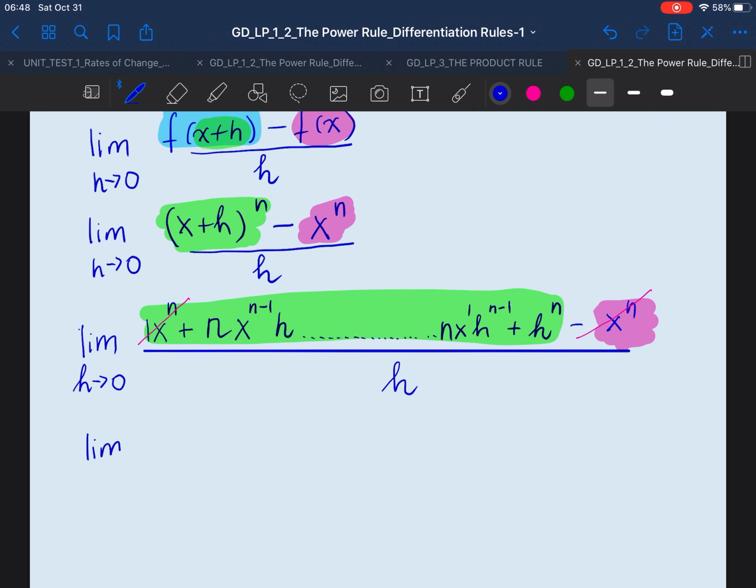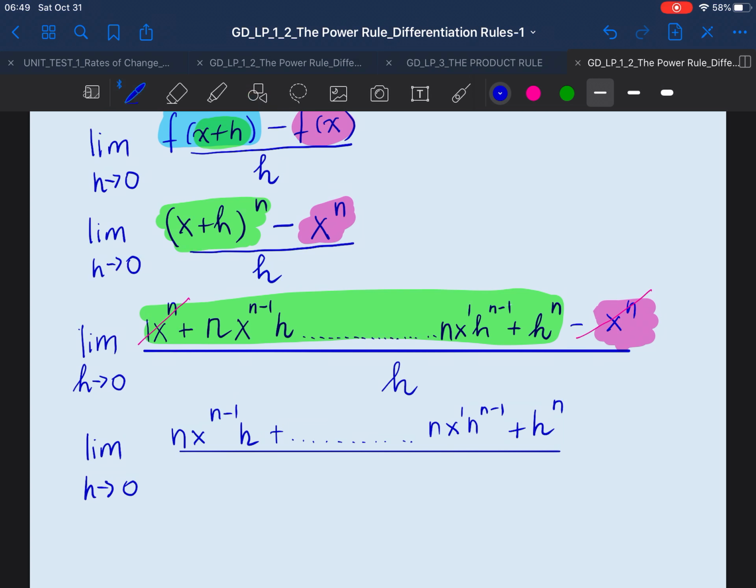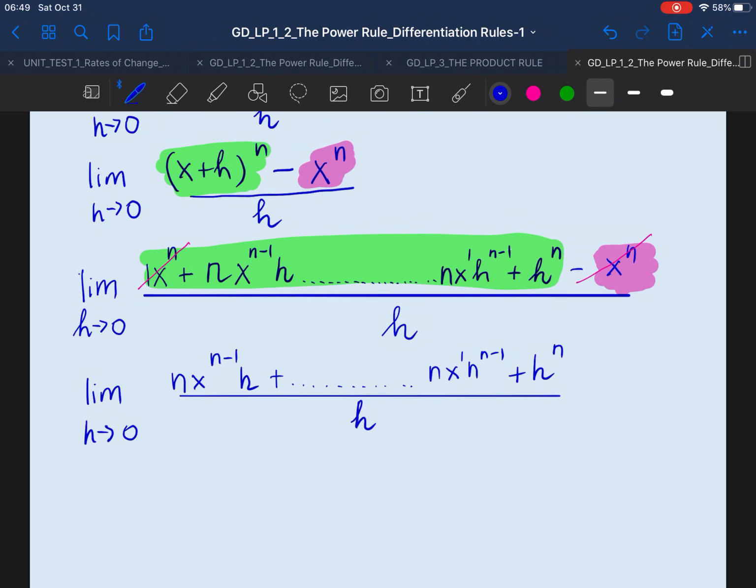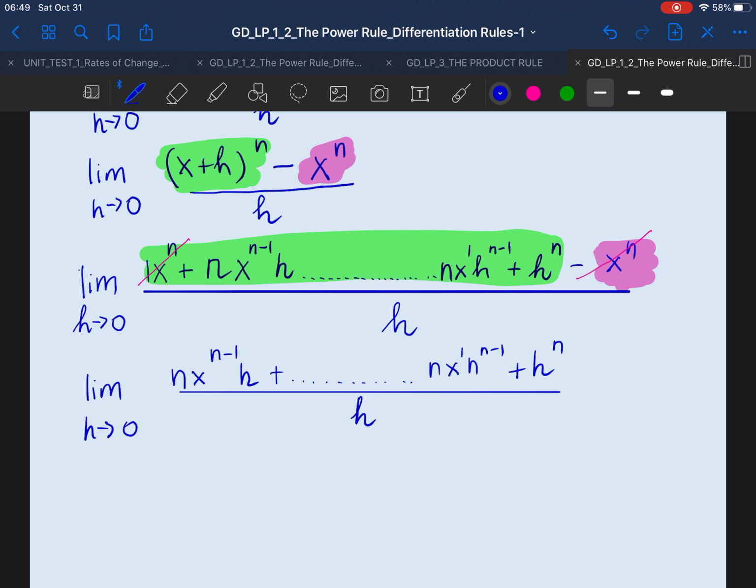We're almost at the end of it, so patience. As h approaches 0, the first term is n x to the power n minus 1 times h, and then we have many, many terms in here, and then n x to the power 1, h to the n minus 1, and then plus h to the power of n, and everything here over h.